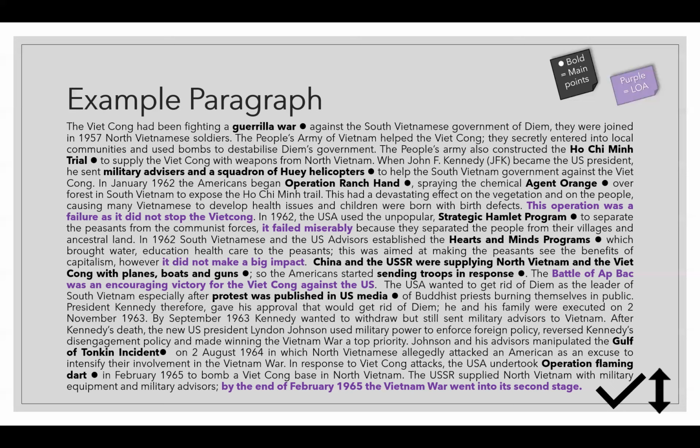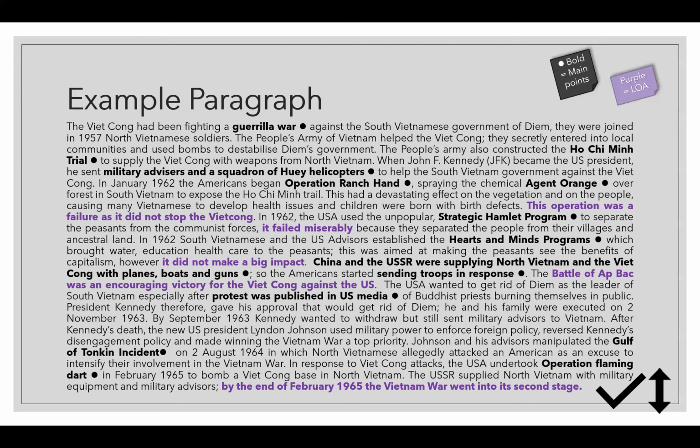In 1962, the USA used the unpopular Strategic Hamlet program to separate the peasants from communist forces, and it failed miserably because they separated people from their villages and their ancestral land. In 1962, the South Vietnamese and the US advisors established the Hearts and Minds programs, which brought water, education, healthcare to the peasants, and this was aimed at making the peasants see the benefits of capitalism. However, it did not make a big impact. So the peasants once again resisted this, which shows that they were successful in preventing the USA from imposing a capitalist system.